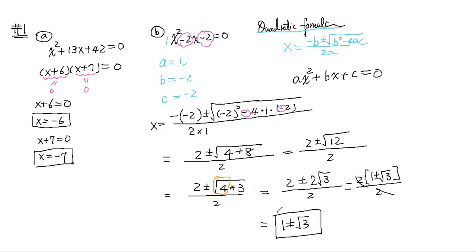So x could be 1 plus the square root of 3, or x could be 1 minus the square root of 3. Okay, so that's problem number 1. Now let's take a look at problem number 2 here.